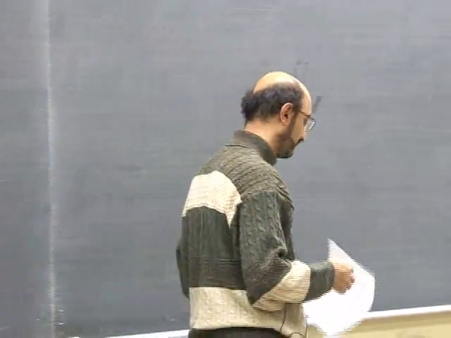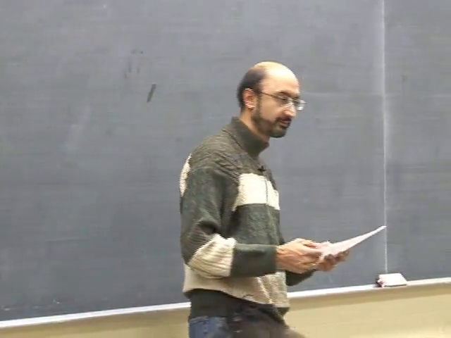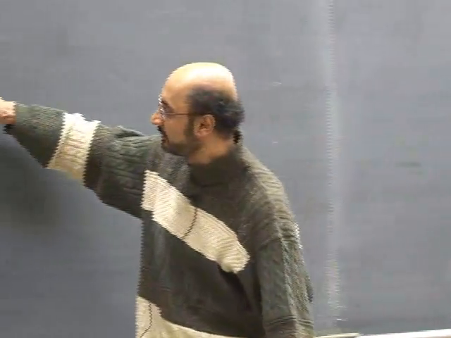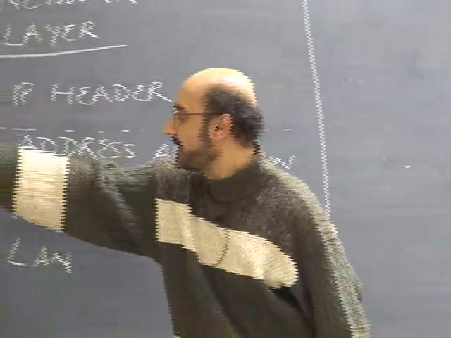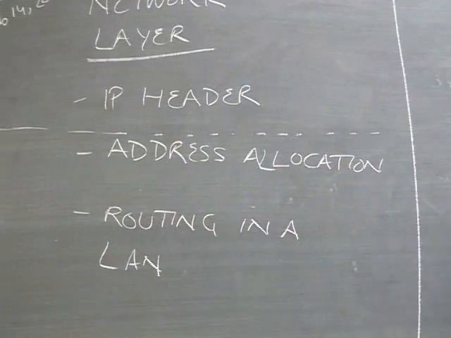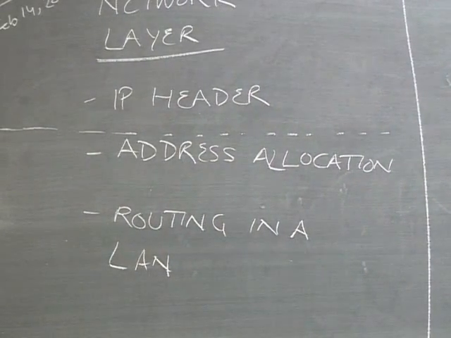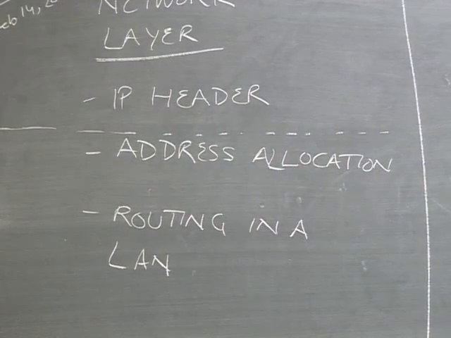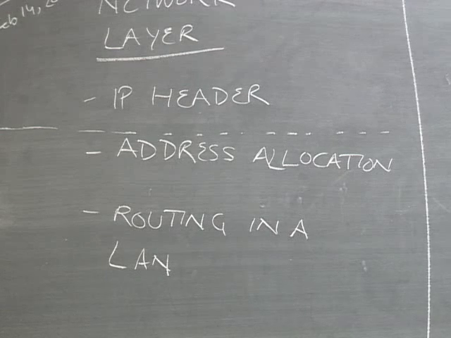And then once we have an idea how to get addresses, we'll talk about routing in a local area network, which we also call a LAN. So those are the 3 things. As I mentioned in Piazza, the midterm is going to cover up to the IP header. So that's when you can turn your brain off, and then for the final, we'll start address allocation.